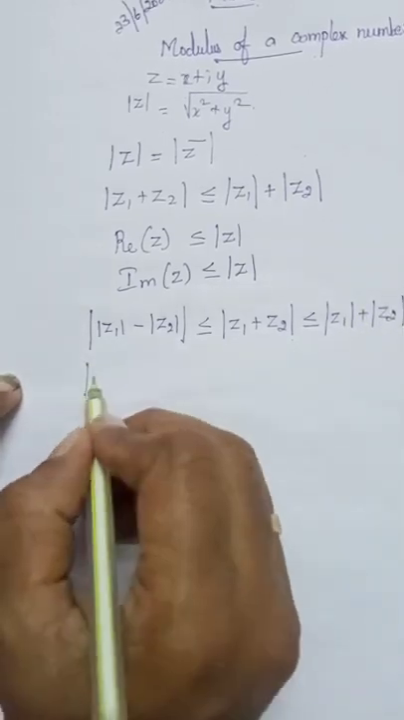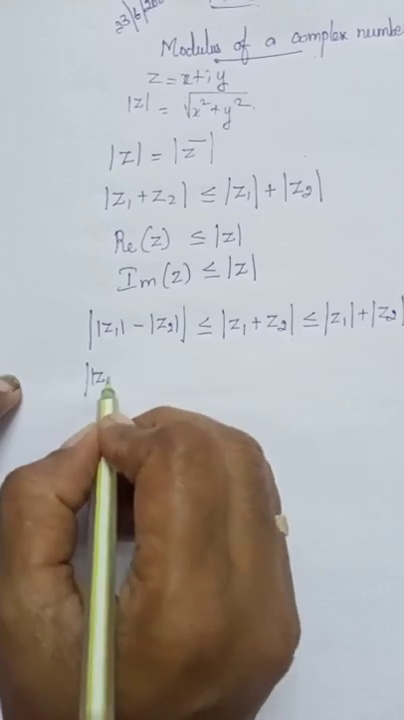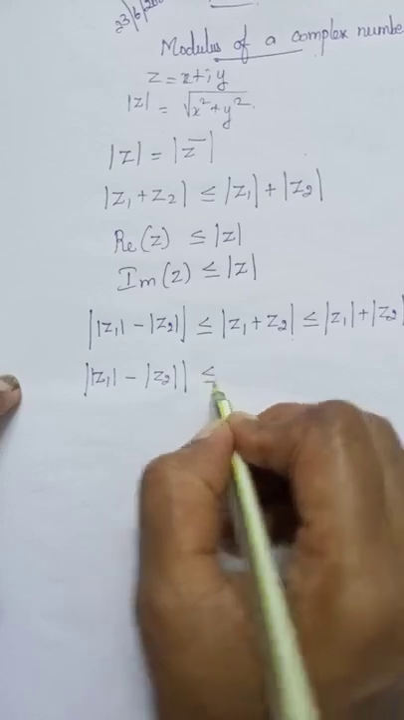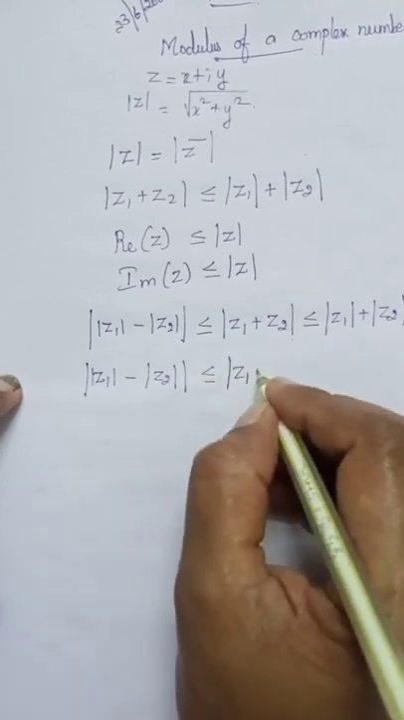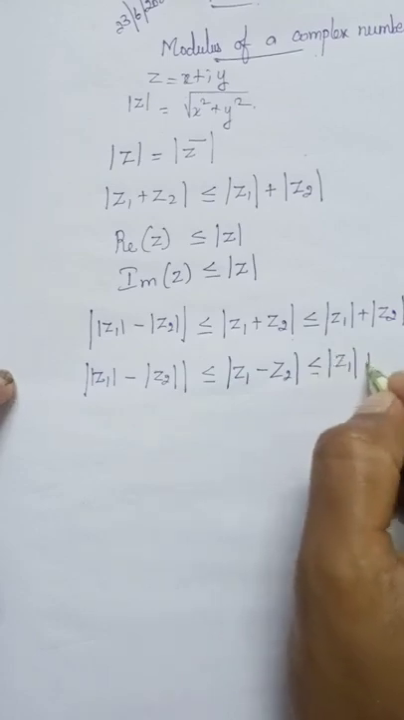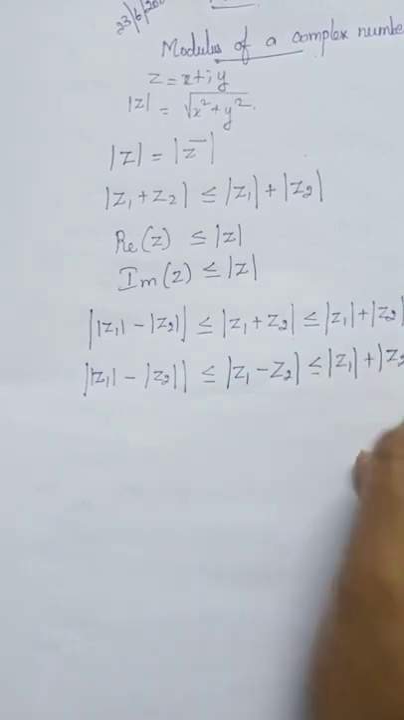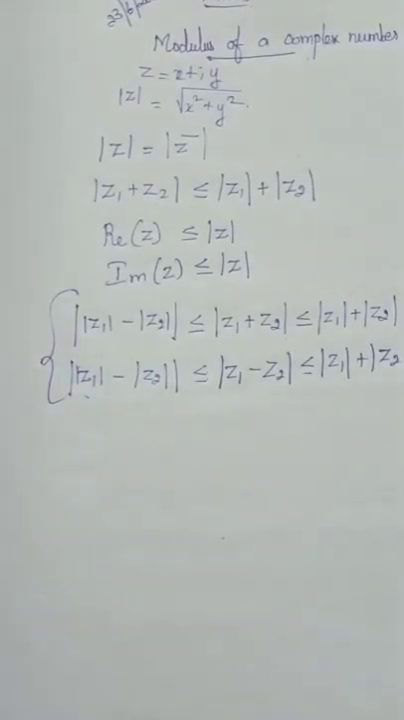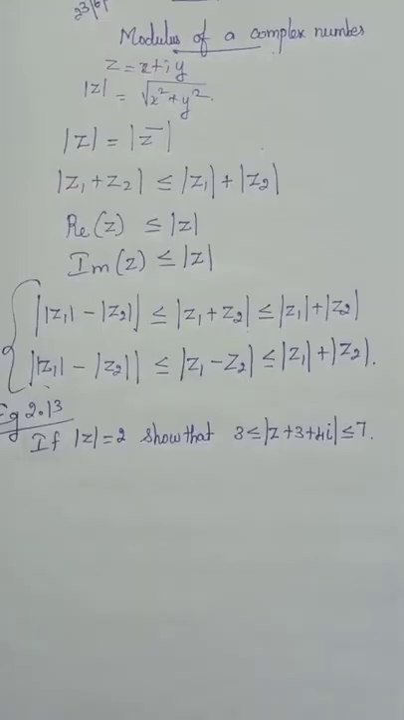The same way, modulus of modulus z1 minus modulus z2 is less than or equal to modulus z1 minus z2, which will be less than or equal to modulus z1 plus modulus z2. Using these two, we are going to do 2-3 problems. Now, shall we move to the problems?